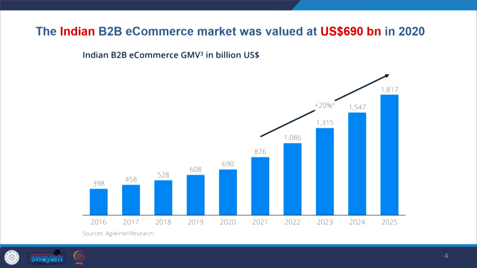By maybe another few years, we will be touching as close as some other big markets like China or the US. Even in India, in 2016 we had only 398 billion, and from there we have moved to crossing 876 in 2021. In terms of percentage, we have more than doubled, but the absolute value is less in comparison to the US market, obviously, which is a highly developed market.